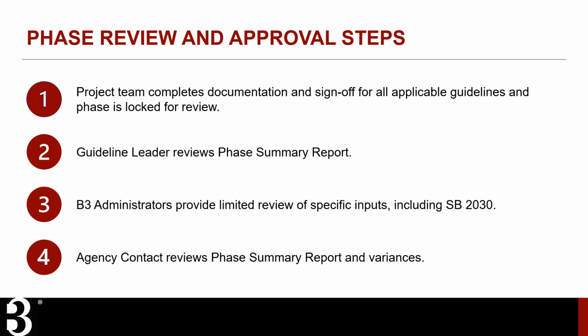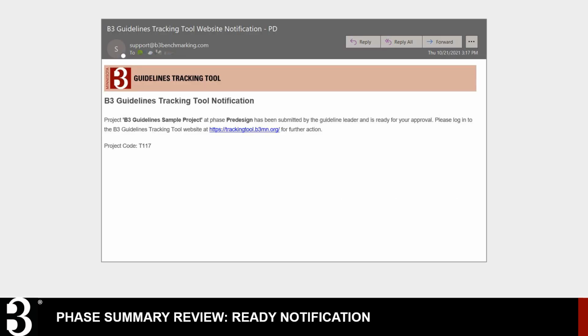The agency contact provides the final review of the phase summary report, including any pending variances. They too are confirming that the information submitted is complete and accurate to the best of their knowledge, and determining whether variance requests made by the project team are deemed acceptable by the agency, state entity, or non-state organization they are representing. When a phase summary report is ready for review, an automated email will be sent from the B3 Guidelines administrators.